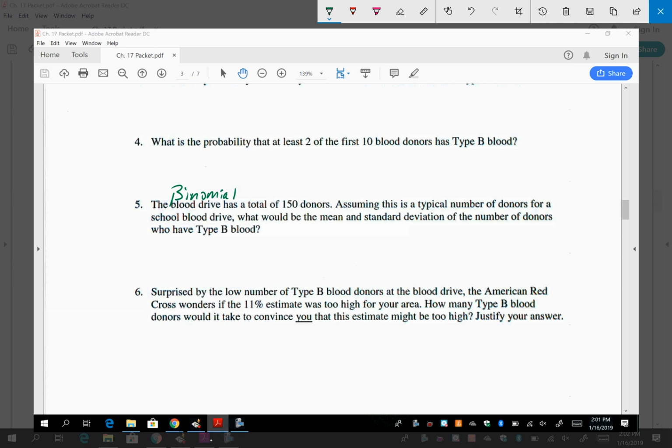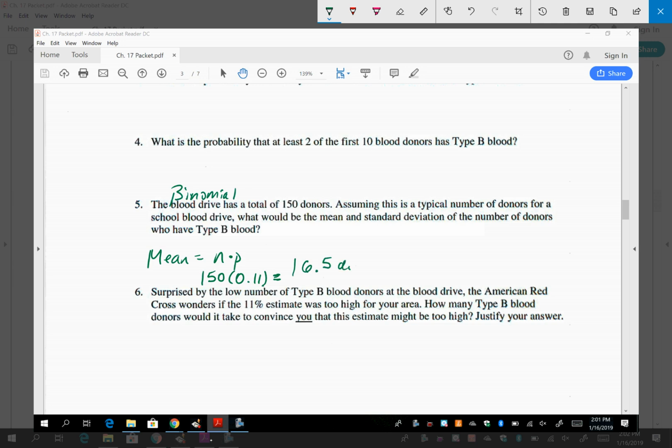And in your notes from yesterday, there is a formula for finding the mean and the standard deviation for a binomial model. What is the mean? N times P. Well, how many people are at our blood drive? 150. So that's our N. And how many do we expect to be? Or what's the probability of these that we expect to be type B? 0.11. So what is 150 times 0.11? What is it? 16.5. Confirm, anyone? 16.5? Excellent.